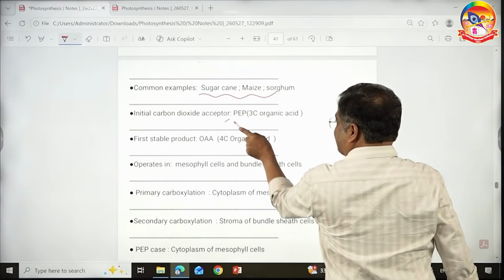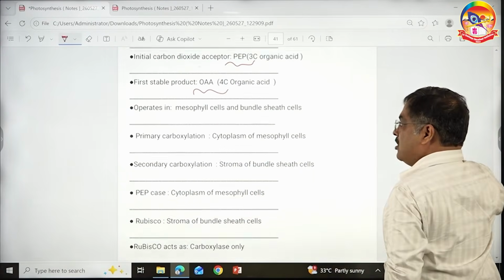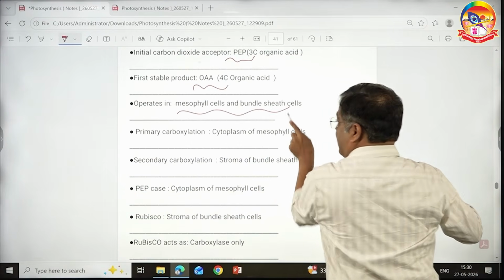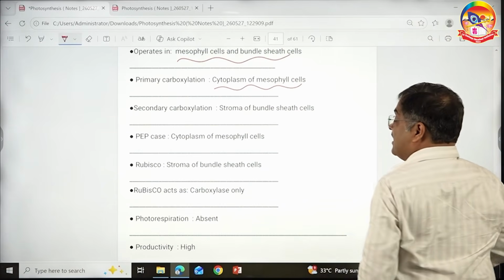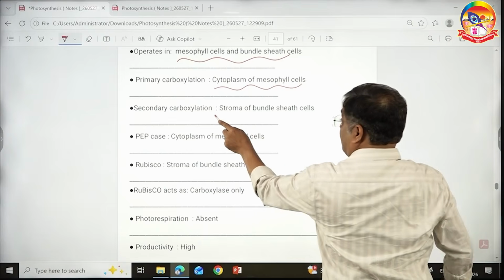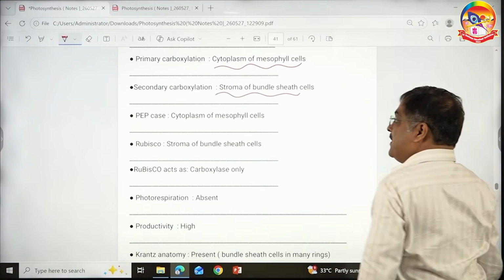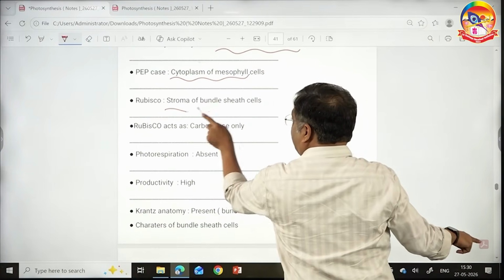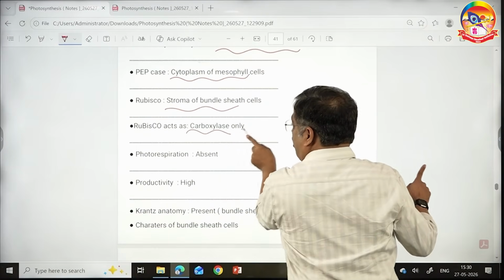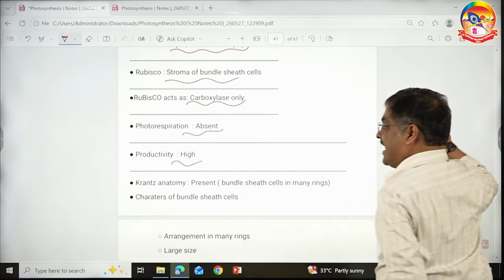Initial carbon dioxide acceptor is PEP. First stable product, oxaloacetic acid. Operates in mesophyll and bundle sheath. Primary carboxylation, cytoplasm of mesophyll. Secondary carboxylation, stroma of bundle sheath. Remember that. PEP carboxylase in cytoplasm. Rubisco in bundle sheath. Rubisco acts as carboxylase only. Photorespiration is absent, productivity is high.